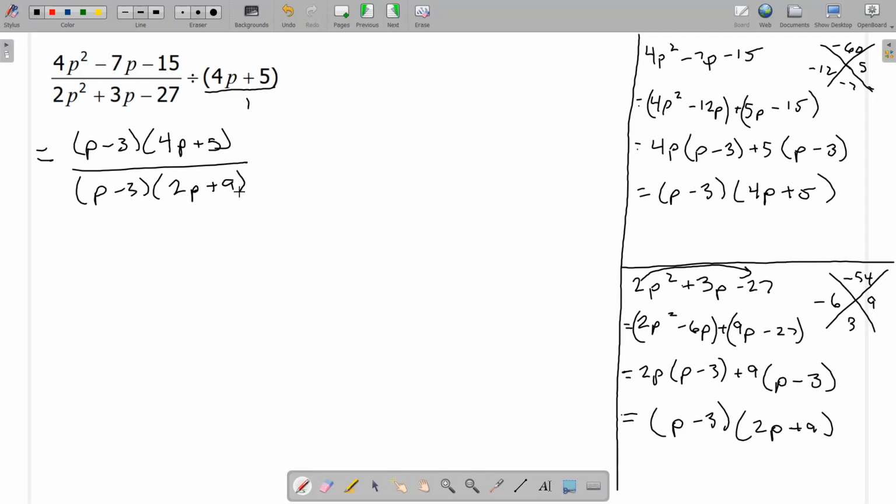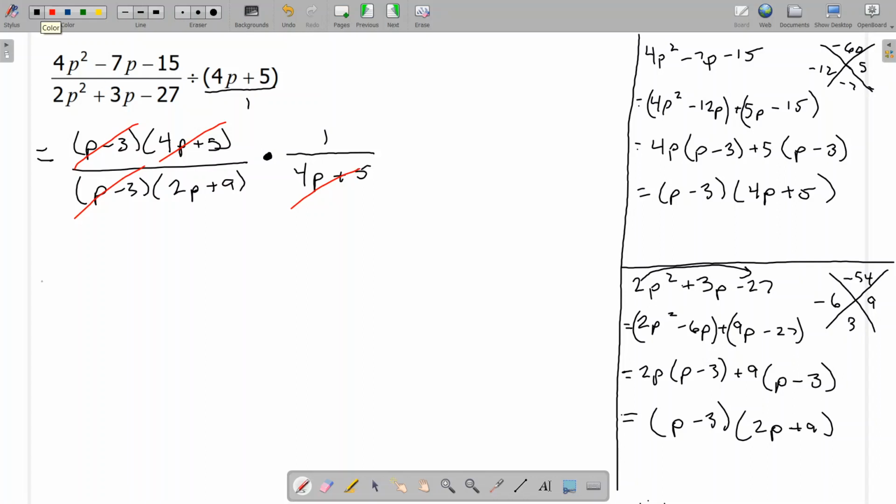Make sure I copied that down right before we go on. All right, looks good. So now remember, this was a division problem, and we always change division problems to multiplication problems. We take the reciprocal, and that's what we multiply by. So that would just be 1 over 4p plus 5. And now we're looking for those common factors that can cancel. So p minus 3 cancels, the 4p plus 5 cancels, and that leaves us with all that's left.